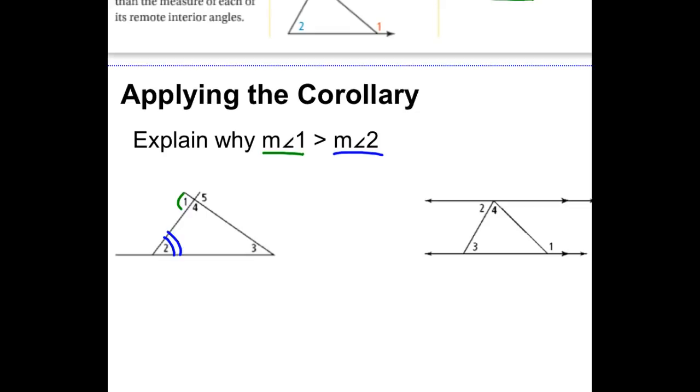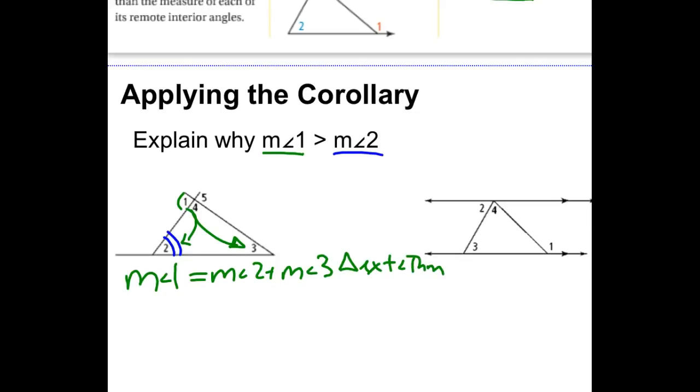And if we think about the triangle exterior angle theorem we just discussed, because 1 is exterior, it's equal to the sum of its remote interiors. Remote interior angles are angles that are not adjacent to 1. So you can't use 4, that's adjacent to angle 1. So the remote interiors to 1 will be 2 and 3, which means that the measure of angle 1 equals the measure of angle 2 plus the measure of angle 3 by the triangle exterior angle theorem, right?